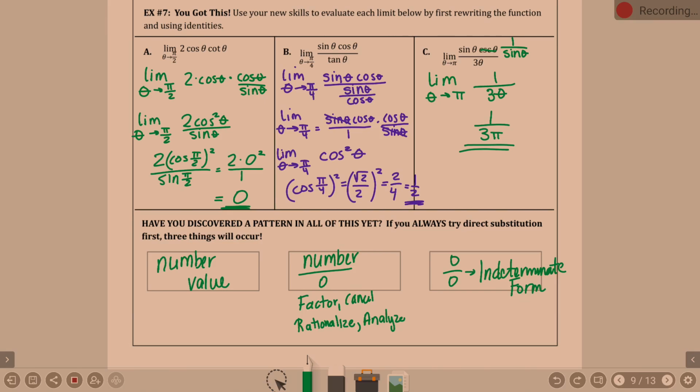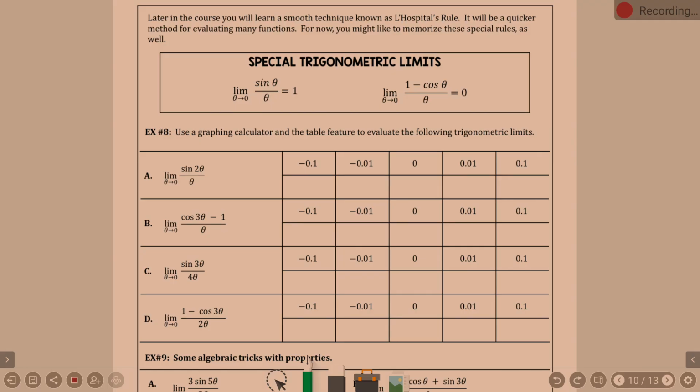Okay. Now, much later, like Unit 3, we will learn what is called L'Hopital's rule. Looks like L'Hospital's rule, but it's pronounced L'Hopital's rule. We need derivatives to do that, but it is a way to deal with limits in the indeterminate form. And it's really probably the easiest way to deal with the indeterminate form. We just don't know derivatives yet, so it doesn't help us. But that's why we're looking at other methods, in case L'Hopital's rule isn't an option.